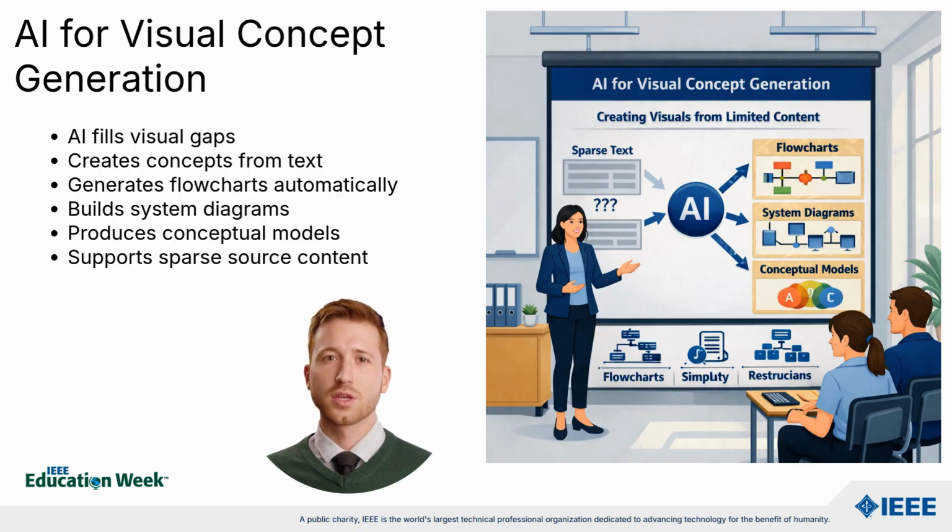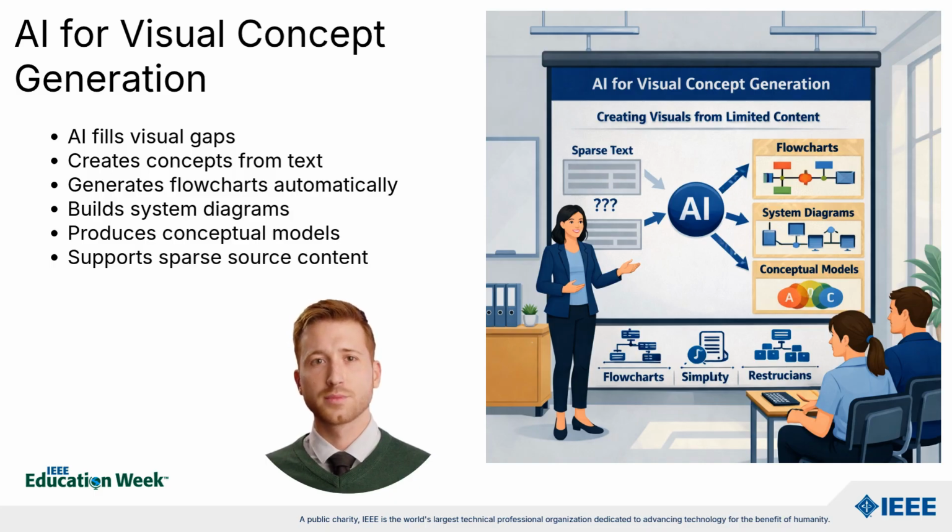AI can propose visual concepts even when the source content provides little or no visual guidance. This is especially useful in technical training, where designers often receive dense text without accompanying diagrams. AI can generate flowcharts, system diagrams, and conceptual models that help transform abstract or incomplete material into clear, structured visuals.